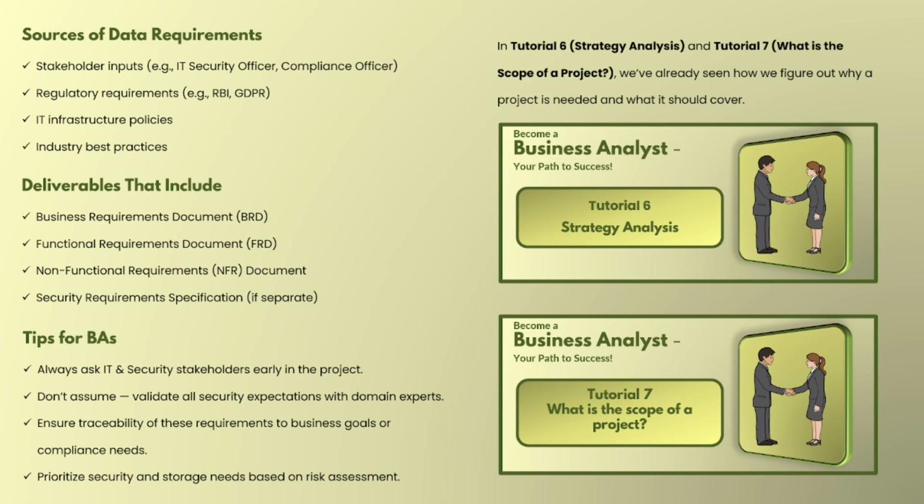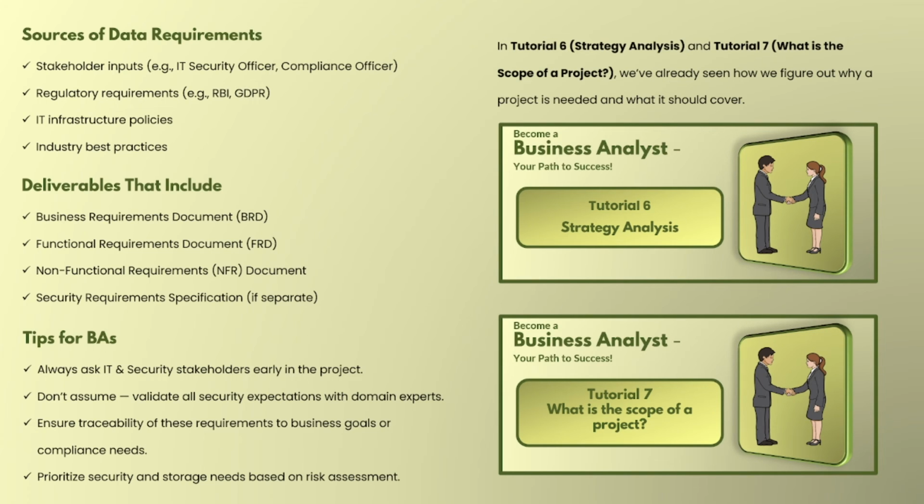As a BA, here are some pro tips for you. We don't assume the data requirement. It is something we can't assume; as a BA, we can't assume anything. We need to consult the stakeholders and our technical team, and the documents are created on that basis. So what are the tips for a BA? Always ask IT and security stakeholders early in the project, which is very important. Don't assume it. I'm repeating again, don't assume it.